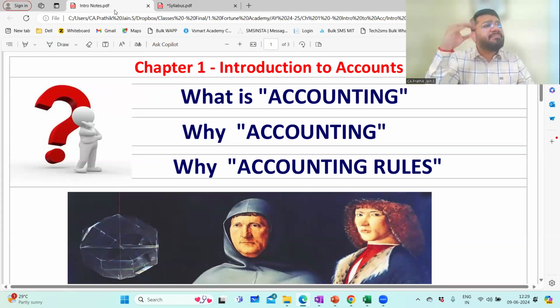In layman language, in very simple language, we'll try to understand. Technically, we'll try to understand in the upcoming sessions and classes. Am I clear with this point? So now, to make you understand what is accounting, I would want you to go through a story. We'll go through a story.